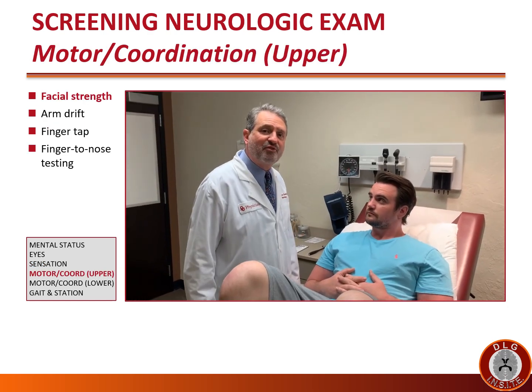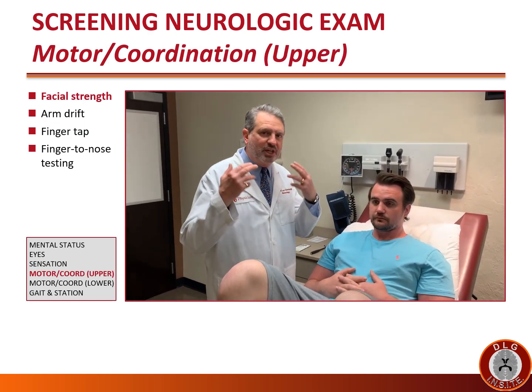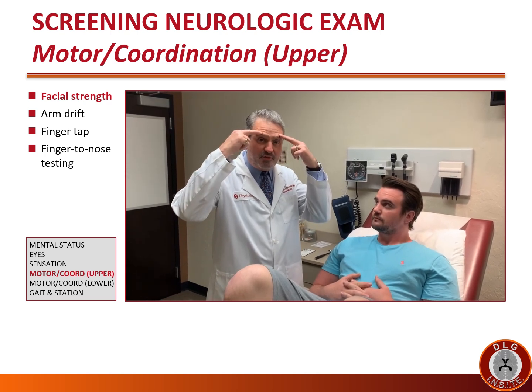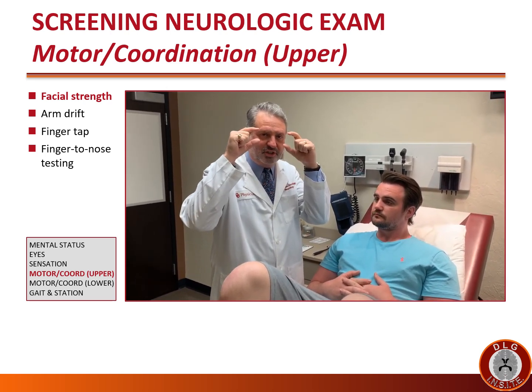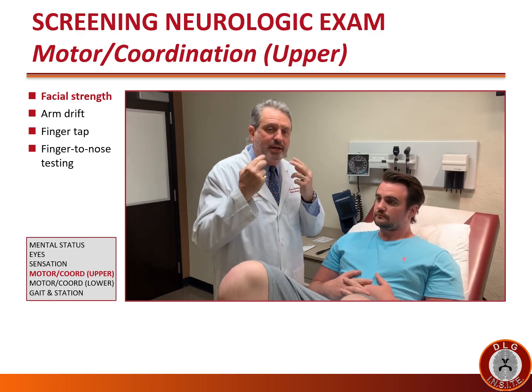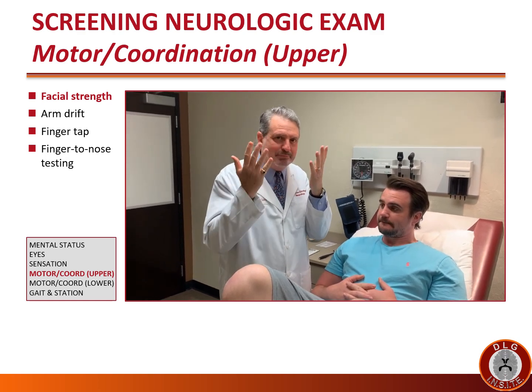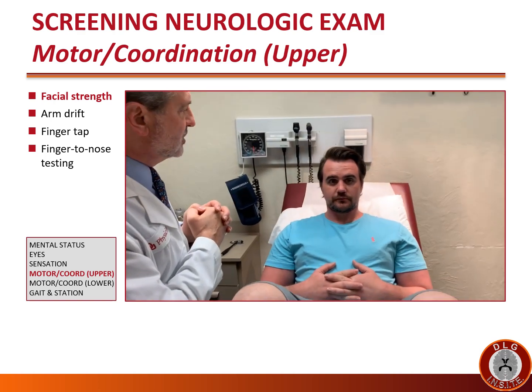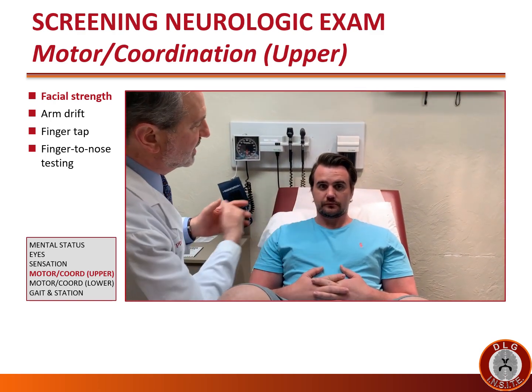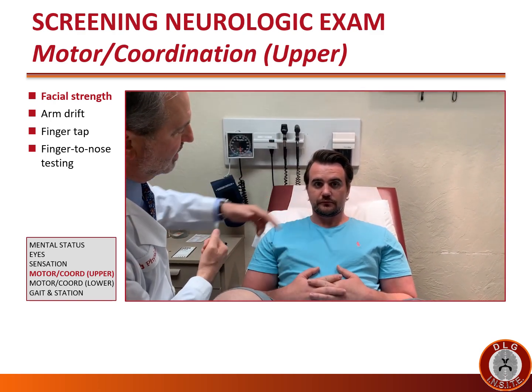Now let's assess facial strength. We're looking for 3 areas mainly: the forehead wrinkling, the widening of the palpebral fissures, where the eyes are, and the nasolabial fold. You want to see symmetry. So you look at the patient, and he has normal symmetry. The eyes are open about the same amount. The forehead, the mouth, all looks good.